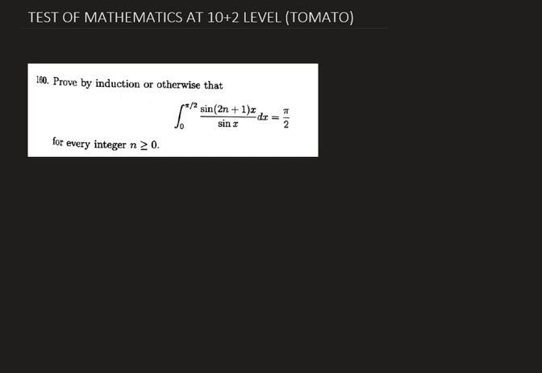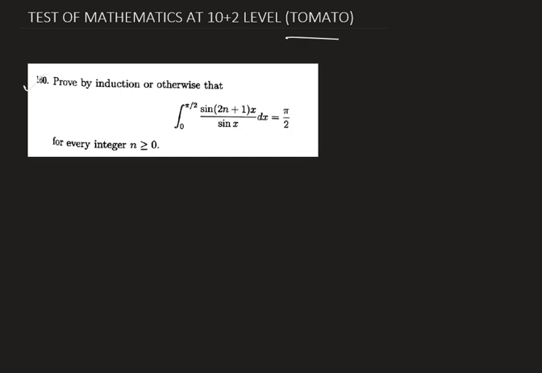Today we are going to solve one problem from Test of Mathematics at 10 plus 2 level, which is very well known as Tomato. This book is published by the Indian Statistical Institute to help students in their preparation for I.S.I entrances. So let's see what is in this question.